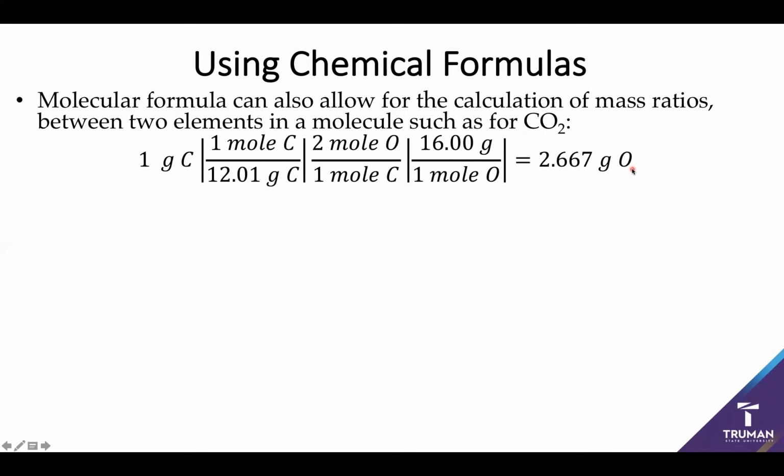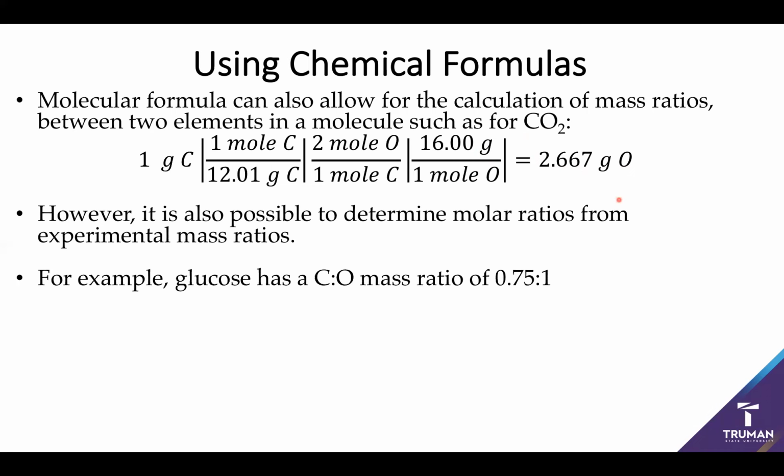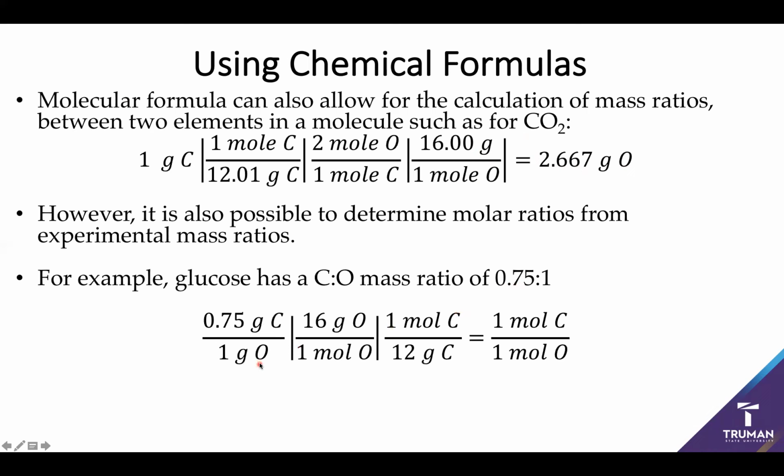However, it's also possible to do the reverse. I start with a mass ratio, and then I can use this to determine a molar ratio. So let's say that I know that glucose has a mass ratio of 0.75 grams of carbon for every gram of oxygen. Well, I can put that in as a ratio and then use my molecular weights to turn grams of oxygen into moles of oxygen and grams of carbon into moles of carbon.